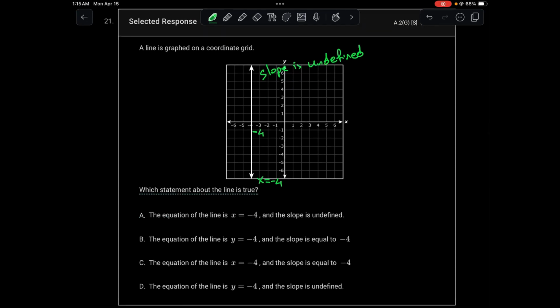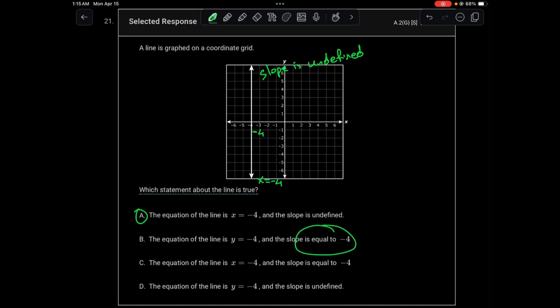Okay, now let's look at the answers. A: the equation of the line is x equals -4, yes. And the slope is undefined, yes. So that's A. Let's see why the other ones are wrong. The equation of the line is y equals -4. No. Y equals -4 would be this one, where all the points on this line have height, or y, equal to -4. That's not my line. My line is vertical. This line here is horizontal.